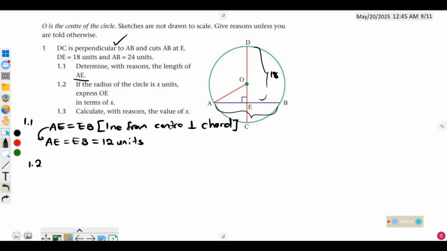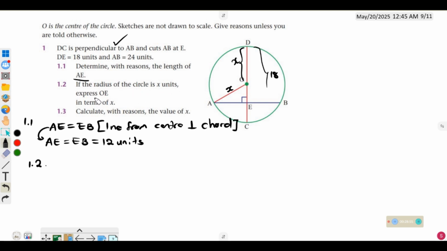So let's proceed to 1.2. If the radius of the circle is x, which means you have x here, this will be another x because that's also a radius. And I say another radius, which is the line OC. This is another radius, which is x, but I don't want to use that. Let's just stick to those two. Right, determine what?